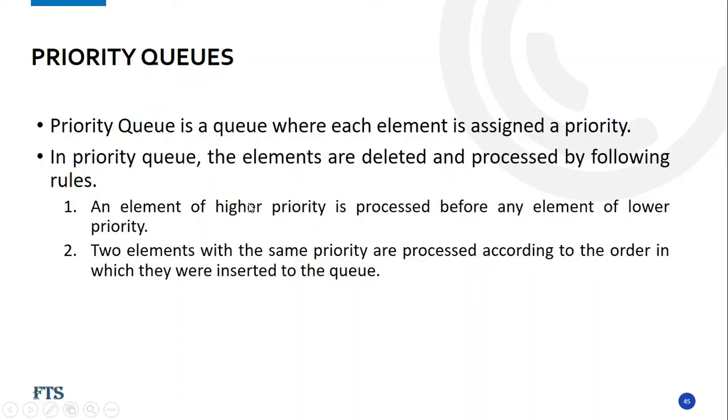Priority queue. Priority queue is a queue where each element is assigned a priority. In priority queue, the elements are deleted and processed by following rules. An element of high priority is processed before any element of low priority. Two elements with the same priority are processed according to the order in which they were inserted to the queue.